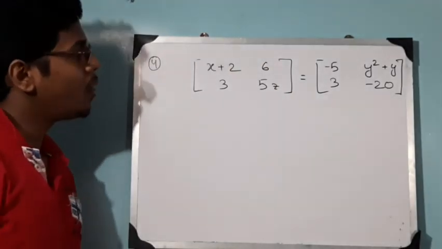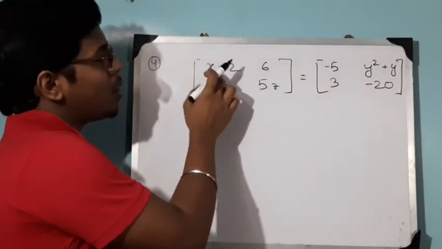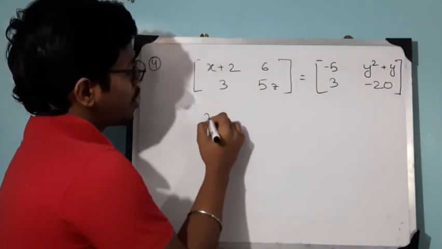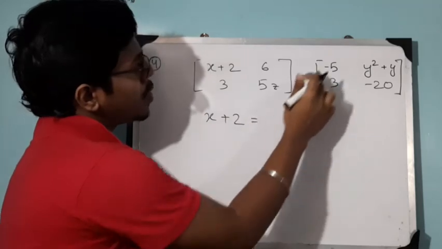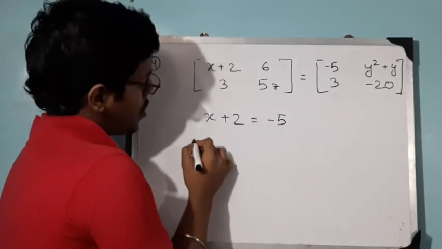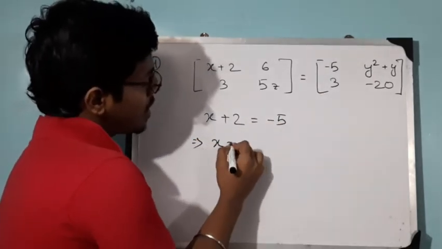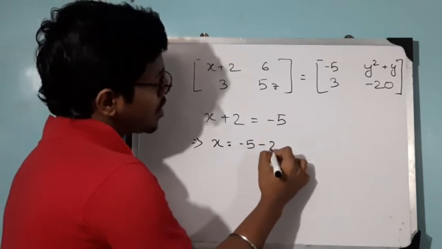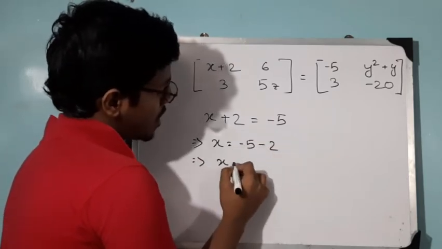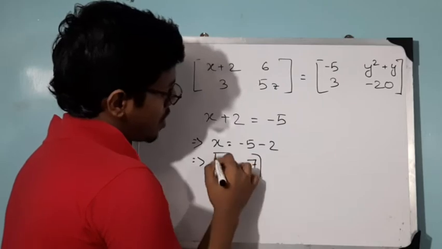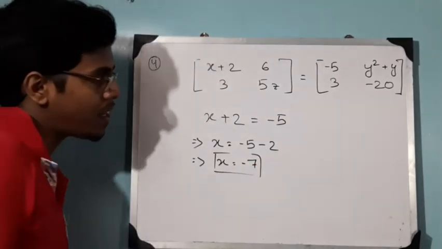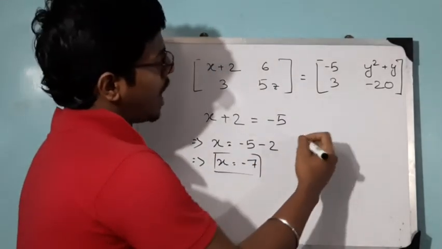So let's start with the first one. x plus 2 equal to minus 5. You have just a simple equation, x equal to minus 5 minus 2, so x equal to minus 7. This is the answer. The value of x is minus 7.